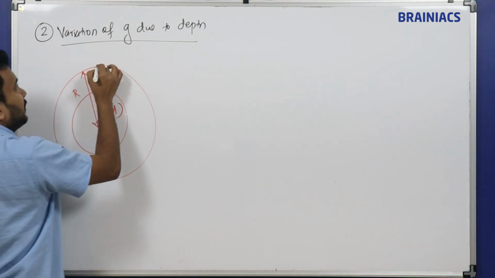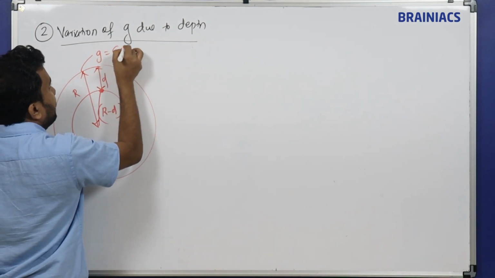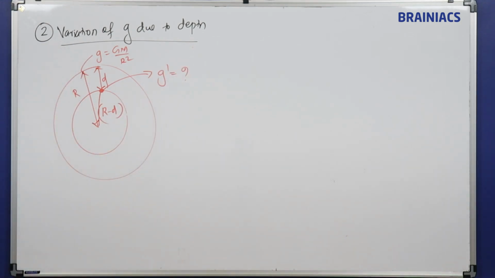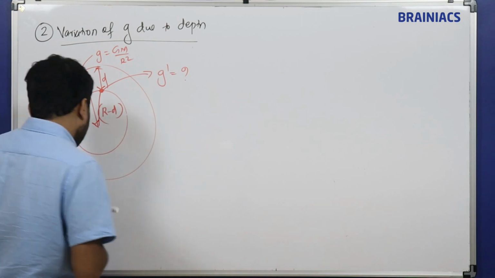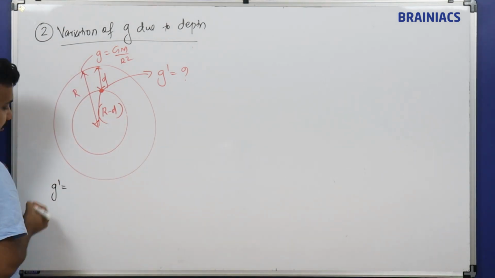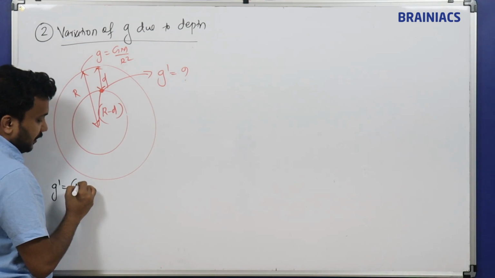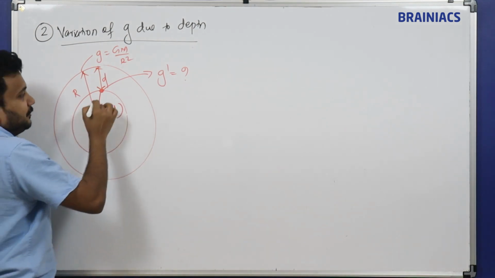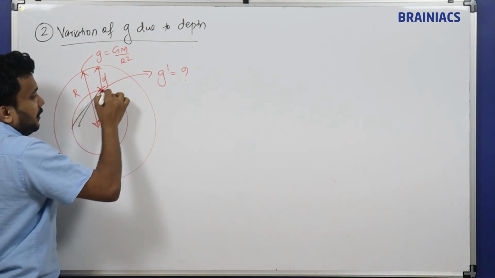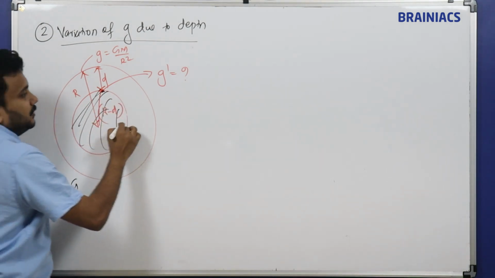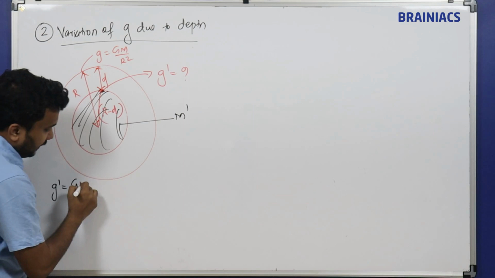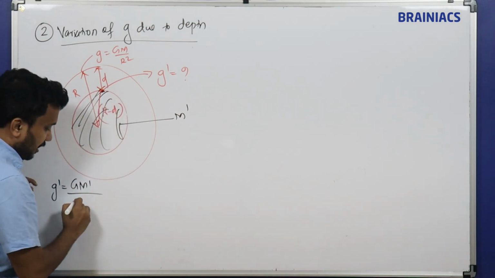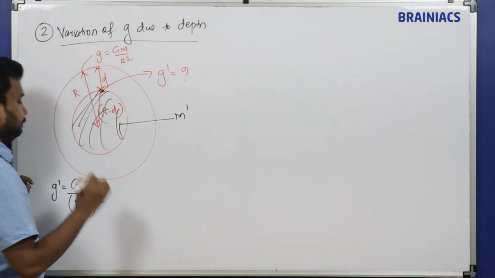So we know the gravitational field intensity here is equal to GM by r square. We want to find out what the gravitational field intensity value will be at this point. So we know g dash will be equal to mass. Now the full mass of earth is M, but we don't have the full mass. Now we are here, so only this mass remains within. So this mass is given as M dash. So we'll have g dash equals GM dash divided by the distance square. What is the distance to that point? R minus d, the whole square.